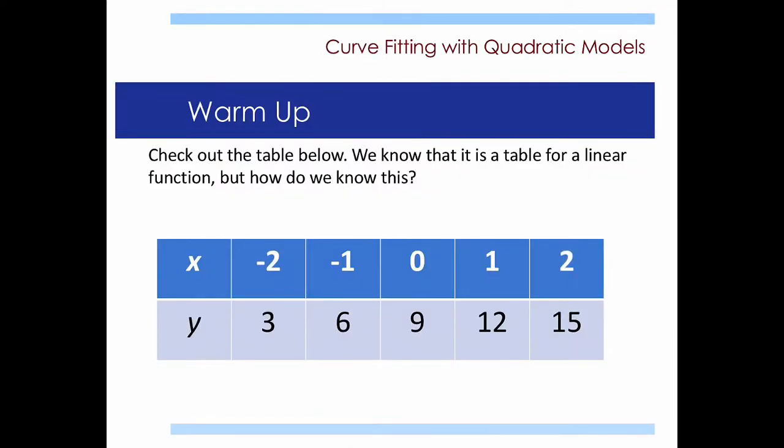Starting off with a warm-up, we have a table below and we know it's linear, but how do we prove it? A couple of things we have to pay attention to. First, double check that your x values are evenly spaced. Going from -2 to -1, -1 to 0, 0 to 1, 1 to 2, thankfully all the x's are going up by the same value. They're going up by 1.